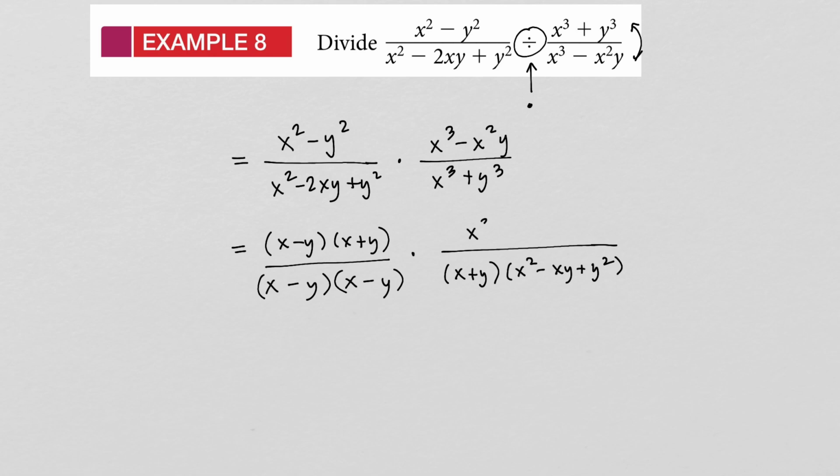We can pull out an x squared, and we have x minus y left over. Okay, so once I have all those factored, now I just need to start canceling out common factors. X minus y, another x minus y here and here, x plus y here and here, and it appears that what we have left over is x squared on top and x squared minus xy plus y squared in the denominator.